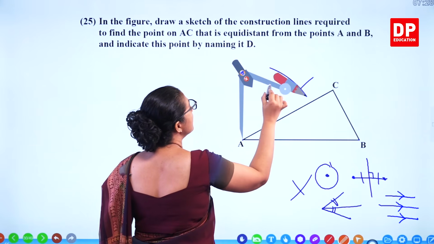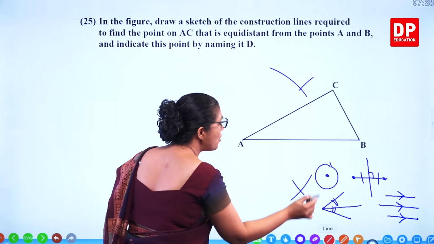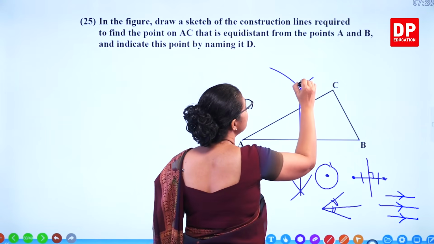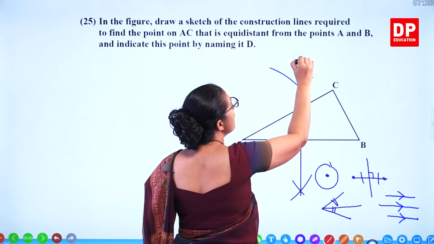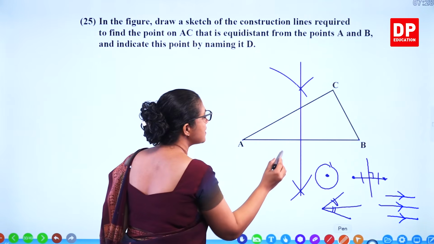So here, now it's okay. Now you can use the ruler to connect this, here to here. That's the perpendicular bisector.